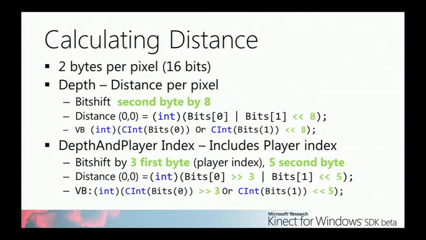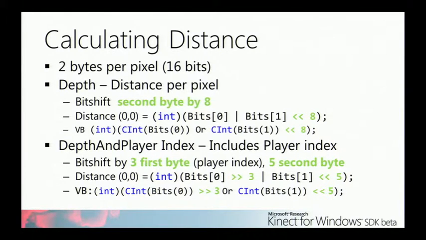So the formula here depends. If you're using the depth, it's distance per pixel, and it's the second byte shifted by 8. So we are doing a bit shifting operator here on the second byte. And remember, these are 2 bytes. So if I want to get the distance of 0, 0, I actually ask the array for bits 0, which is number 1, and the second one, which is bits 1. With those 2, you combine them and can actually get the distance.